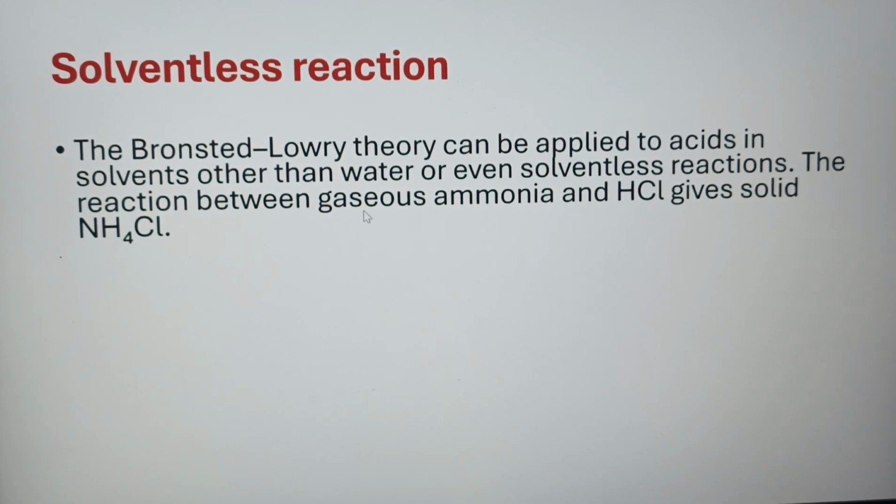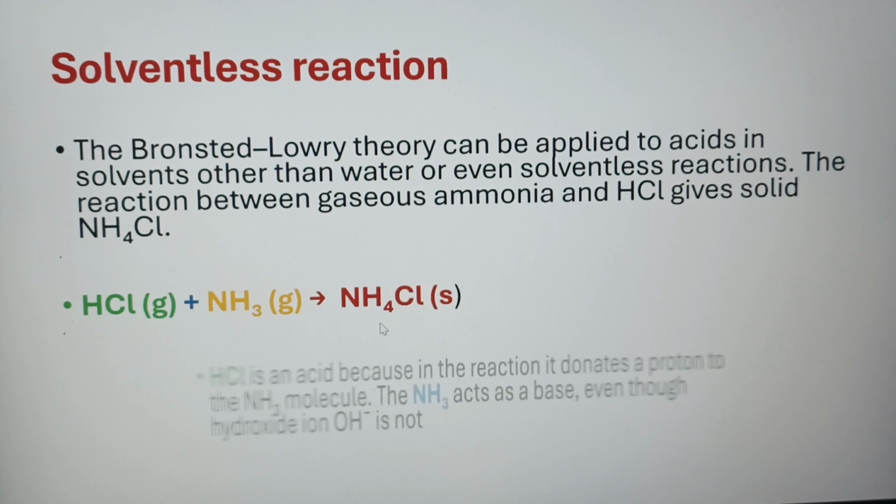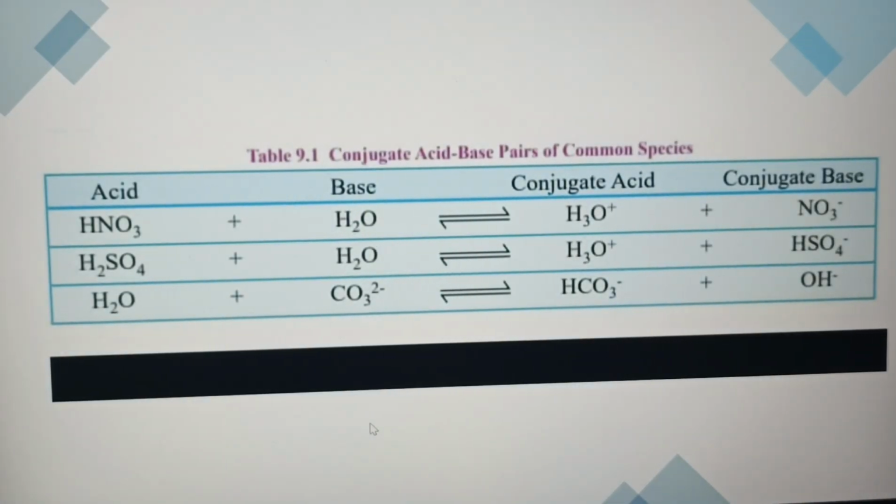For instance, when gaseous ammonia reacts with gaseous hydrogen chloride, they form solid ammonium chloride. Here we can see this equation. Here HCl and ammonia react and they form solid ammonium chloride. In this case, HCl donates a proton and is the acid. Ammonia accepts the proton and is the base, even though there is no hydroxide ion involved. Now let's see some examples for better understanding.